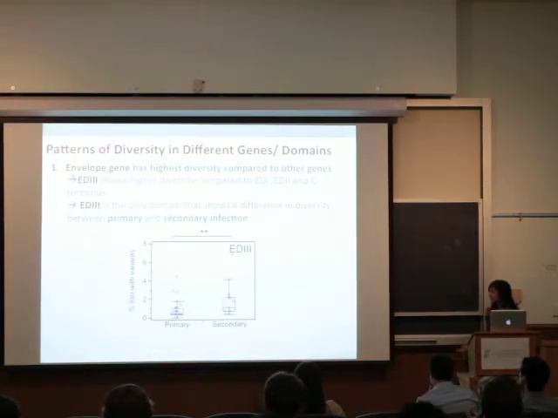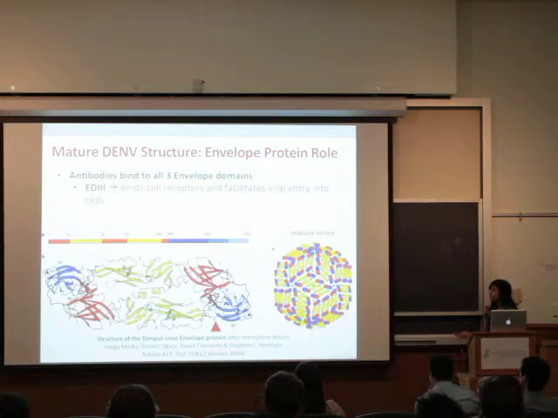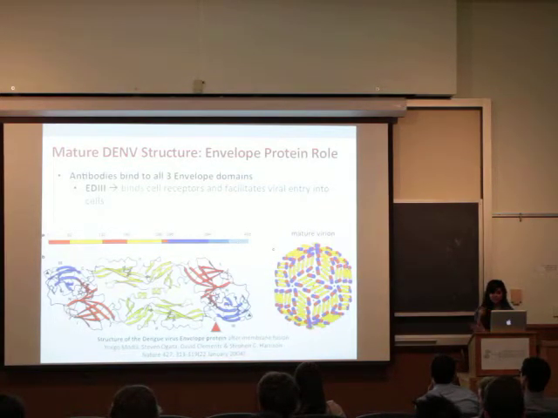And also interestingly, envelope domain 3 showed differential diversity between primary and secondary infections, and there are implications to this as well, which I'll talk about.